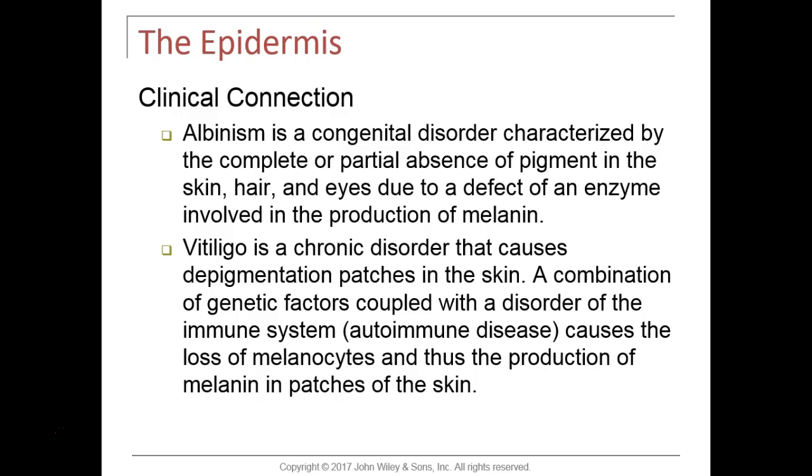Now, vitiligo is a chronic disorder of depigmentation of the skin, patches of the skin. The immune system attacks the melanocytes and starts killing them off. So this is an autoimmune disorder whereby melanocytes are lost in patches of the skin, and those patches of the skin obviously would look a lot lighter than the other patches around it where the melanocytes are still active. So anyone can get this particular disorder. It's more identifiable in darker skinned individuals because the skin patch that is affected would be a lot lighter than the surrounding epidermis. But like I said, anyone can get that. It's called vitiligo.